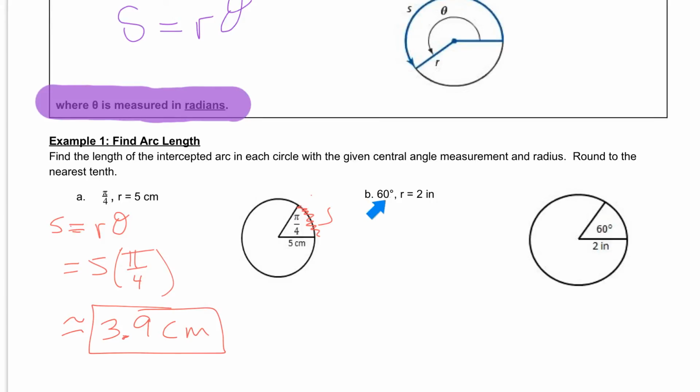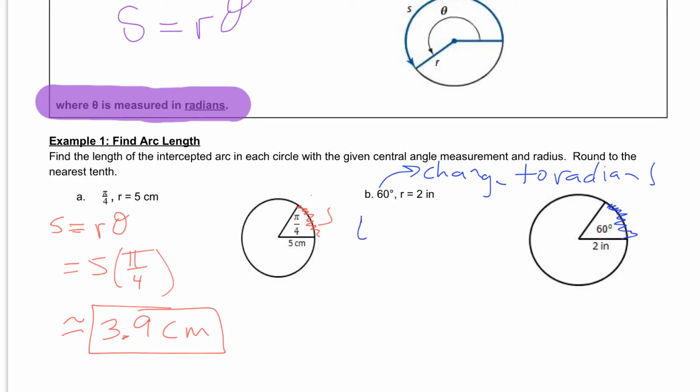In letter B, we're given 60 degrees and 2 inches for our circle. So we're trying to find this length of our circle right here, given the inner angle is 60 degrees and the radius is 2 inches. The problem is, though, that our angle right now is in degrees, and we need to change this to radians. So before we can use our formula, we need that to be in radians.